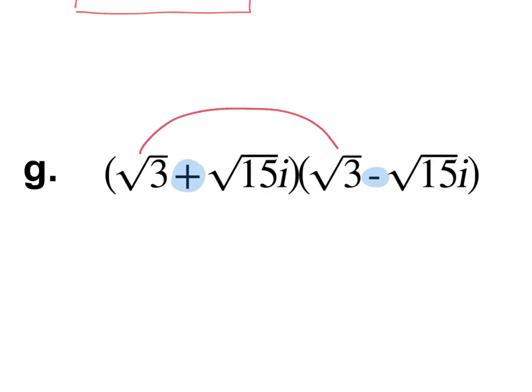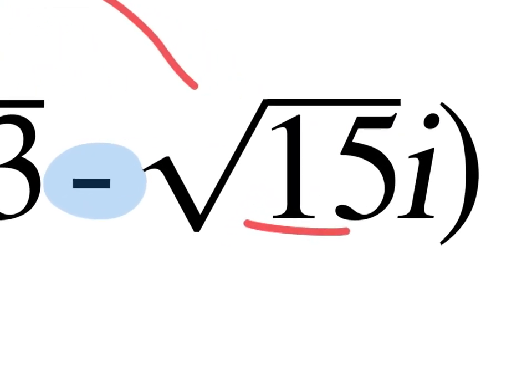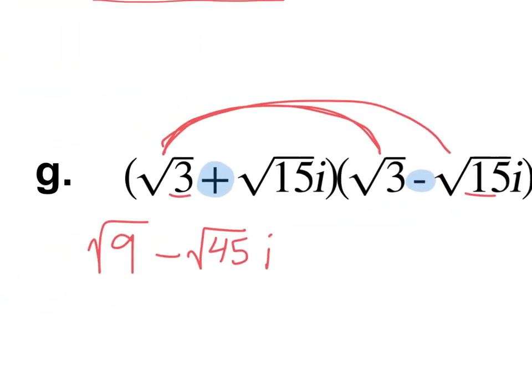Now I'm going to write this out in piece by piece steps. Square root of 3 times the square root of 3 is 3, but that's because the square root of 3 times the square root of 3 is the square root of 9. And then the square root of 3 times negative root 15I is negative root, so I can multiply the 3 times 15, which is 45, and then that has the I with it. Remember, if you zoom in here, that I is not underneath the square root, so it should not be underneath the square root in my next step.